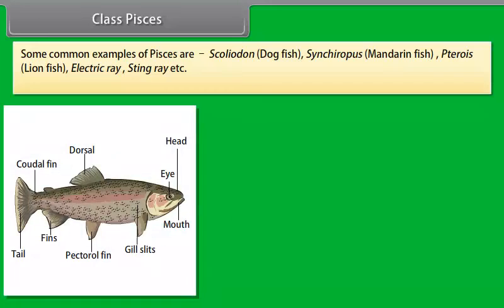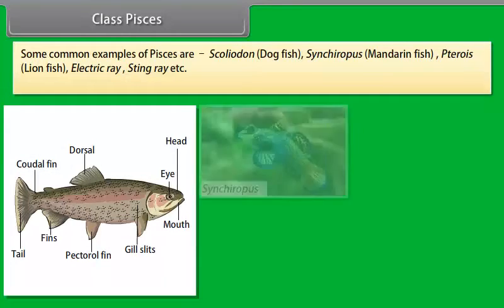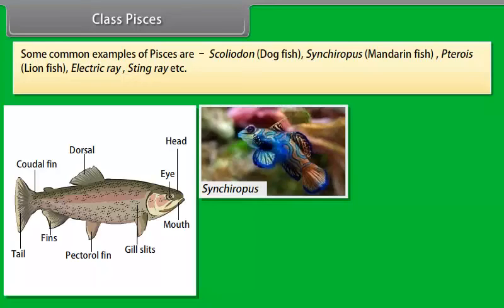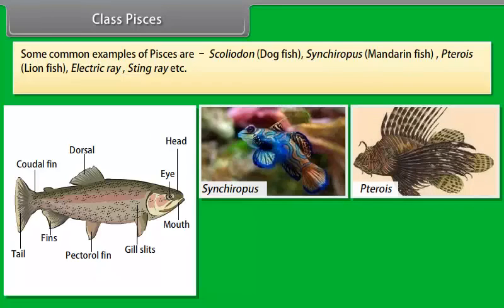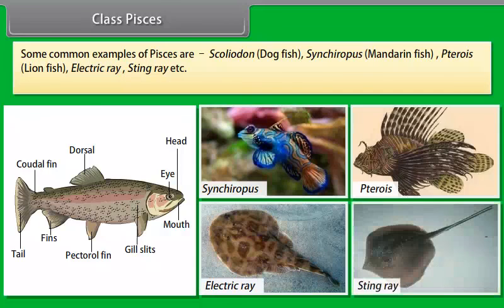Some common examples of Pisces are Scoliodon, dogfish, Synchiropus, mandarin fish, Pterois, lionfish, electric ray, stingray, etc.